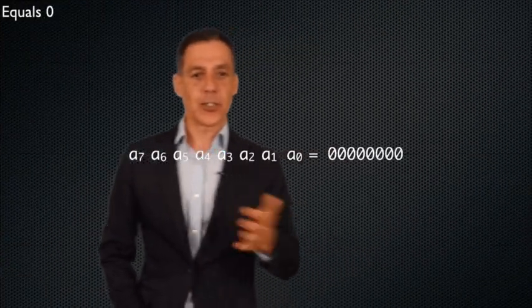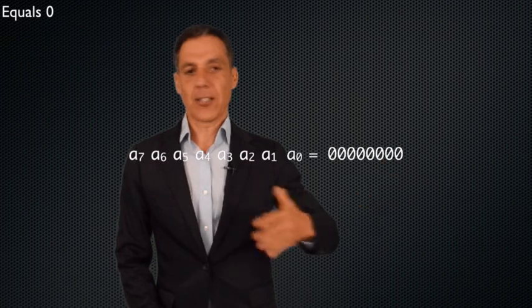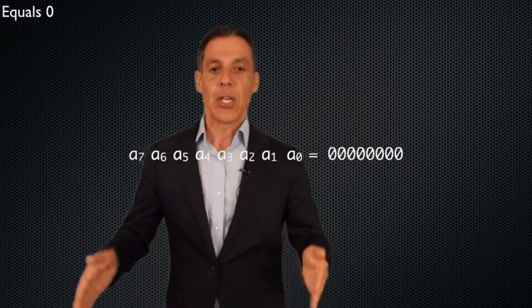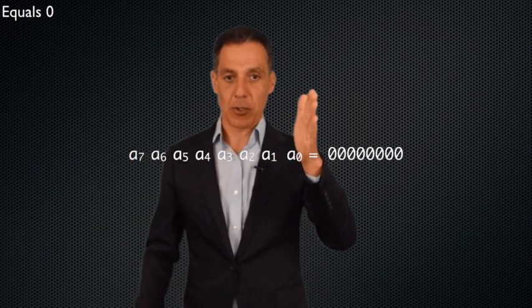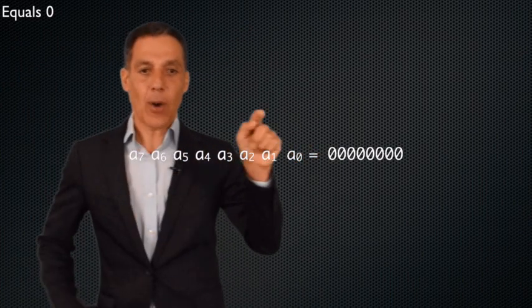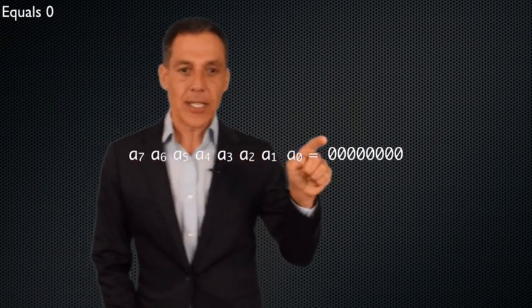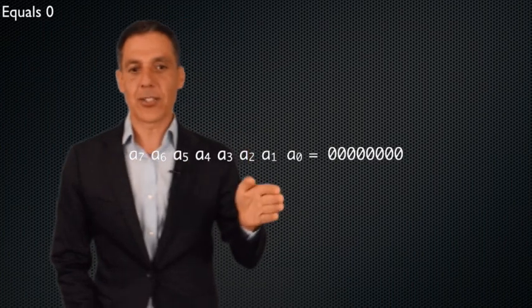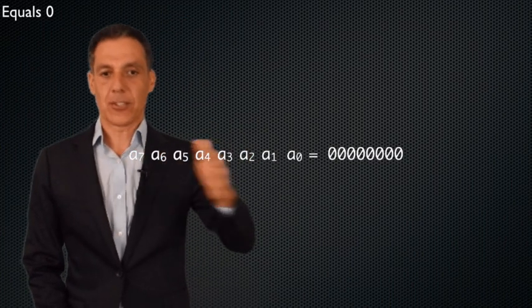So first things first, what is our input-output? That's always the case. I have a single 8-bit binary number, which means I have 8 inputs corresponding to A0 to A7, the bit positions. And I want to know if this number is equal to 0. That is, all of the bits are 0. So A0 is 0, A1 is 0, and so on and so forth.